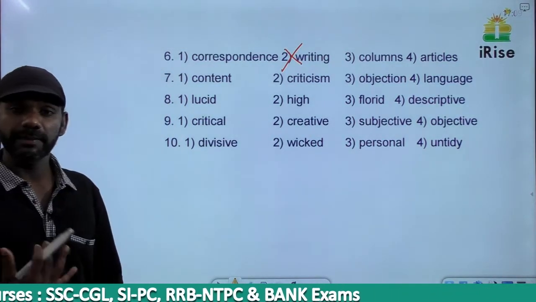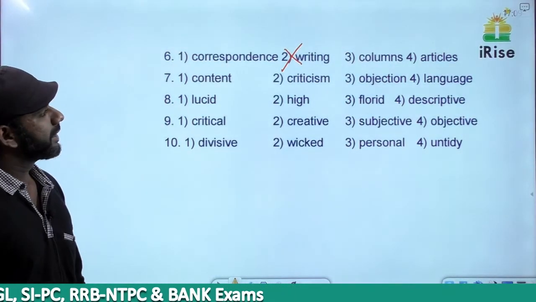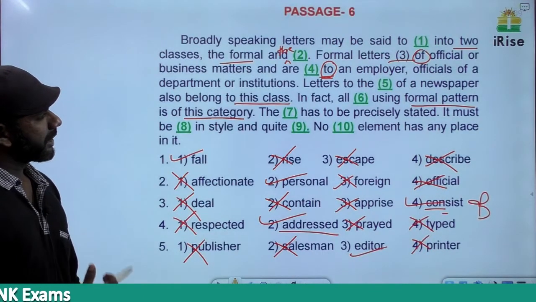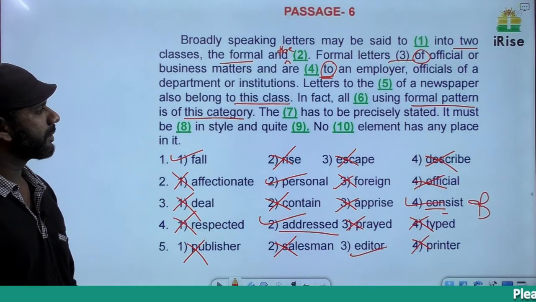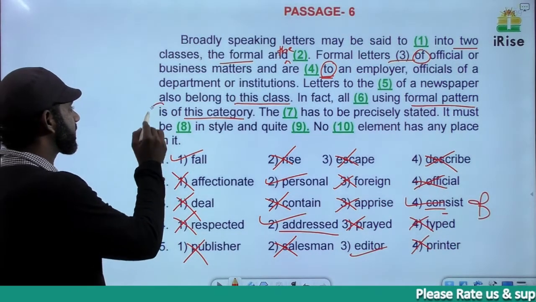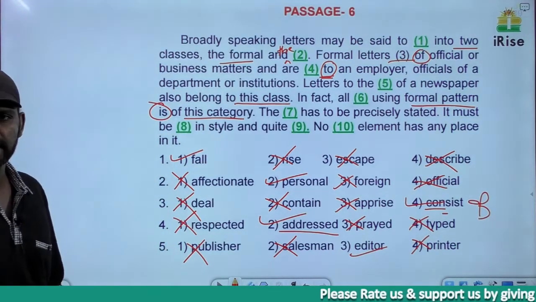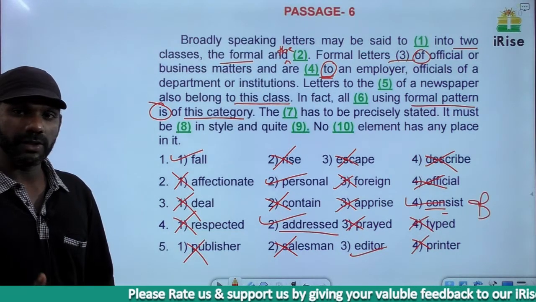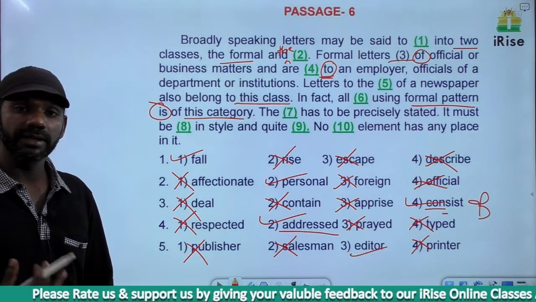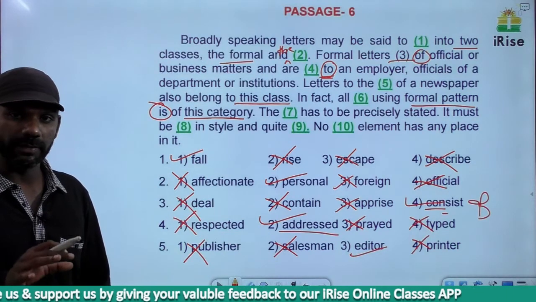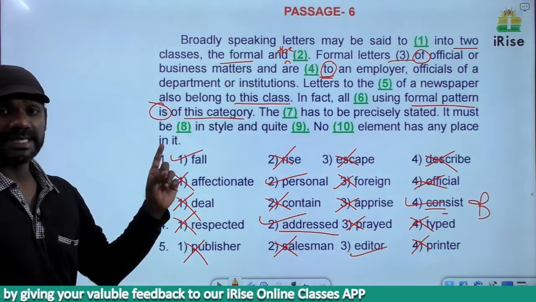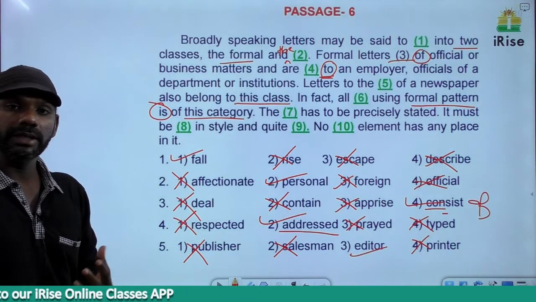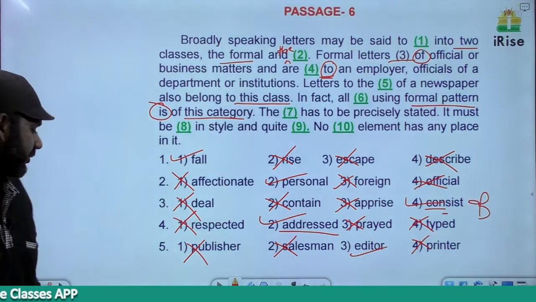Correspondence means communication, like conversation. Columns, articles. Come to the sentence once again. In fact, all dash using formal pattern is of this category. The verb in the sentence is "is." If the subject is singular, the verb must also be singular. If the subject is plural, the verb must also be plural. Subject-verb agreement. The verb in the sentence is singular, so the subject must also be singular. Only then will subject-verb agreement be completely fine.